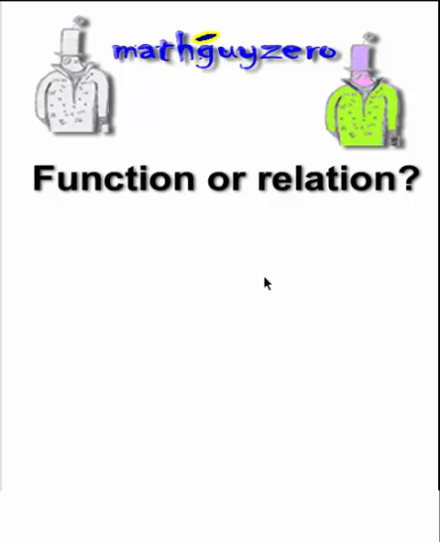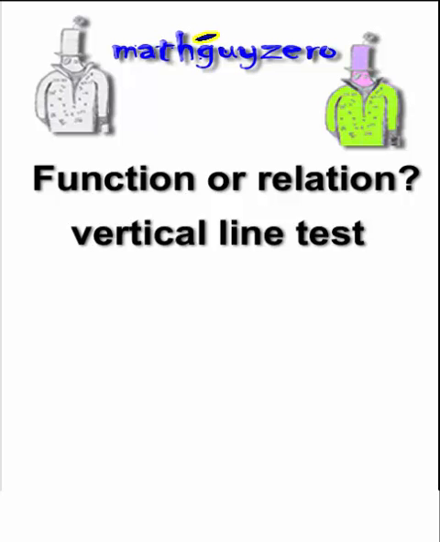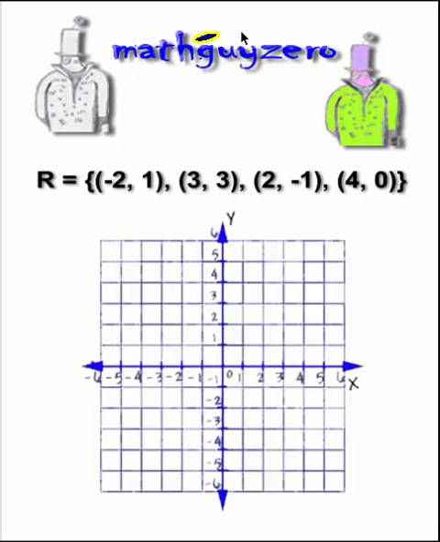How to tell if a relation is a function or not. We're going to use the vertical line test. That's the best thing to visually look at these things. So we have a relation here. It equals these set of points. We're going to go ahead and graph them.